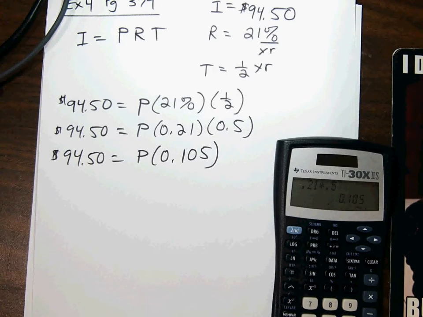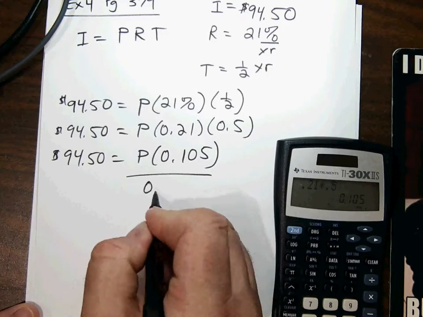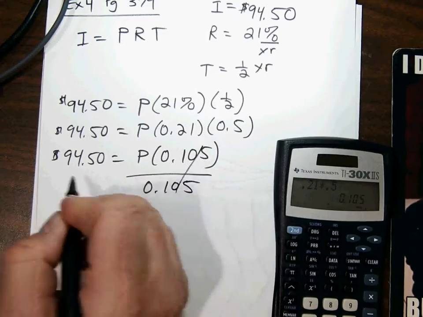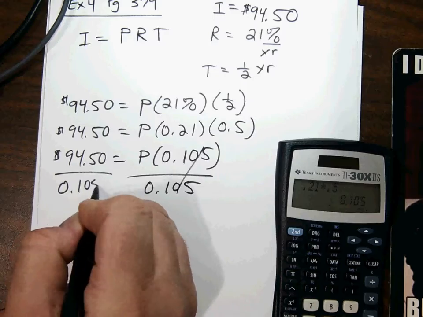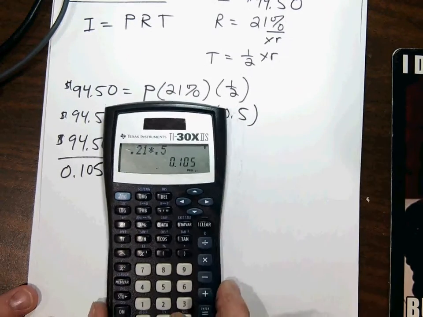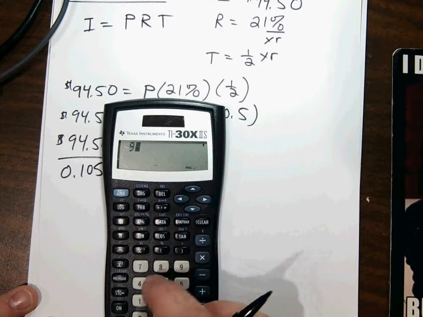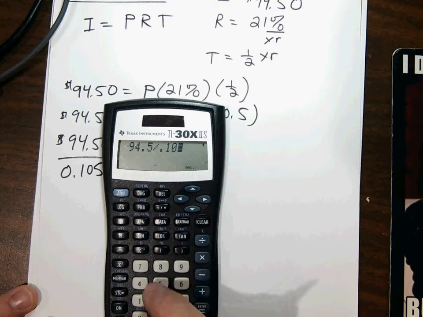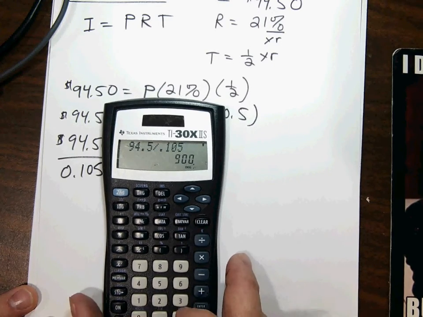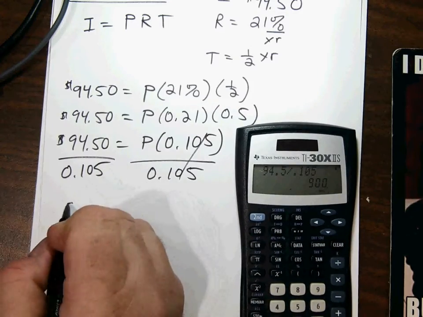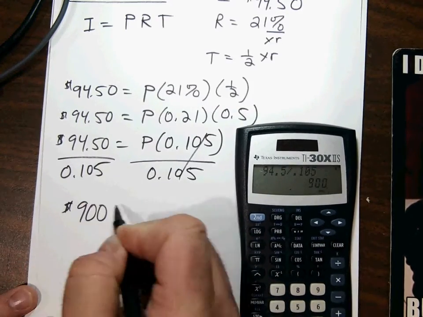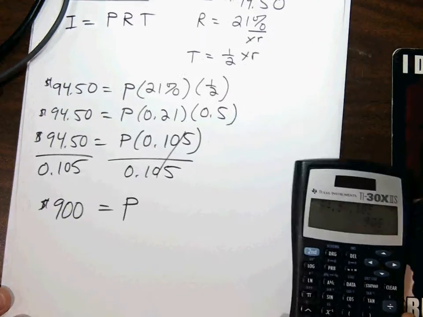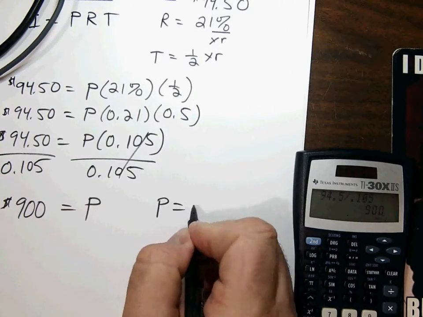That's my coefficient in front of P. It happens to be behind P, but it's P times some number. So I'm going to divide both sides by that number. I need to take $94.50 and divide it by 0.105. That gives 900. So 900 equals P, and we can always turn it around and say P equals $900.